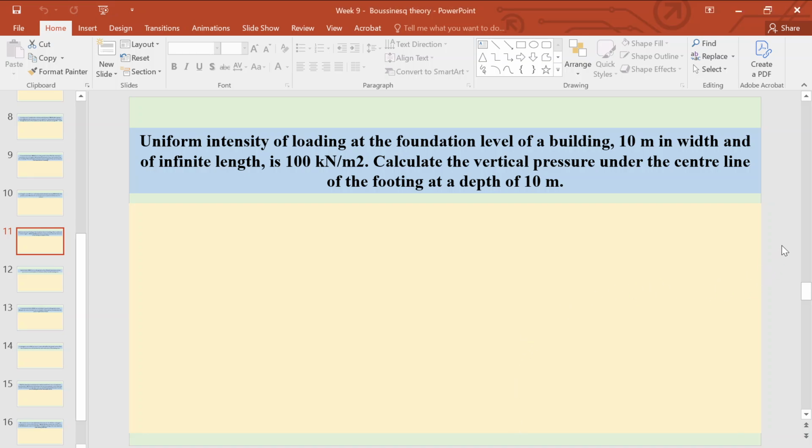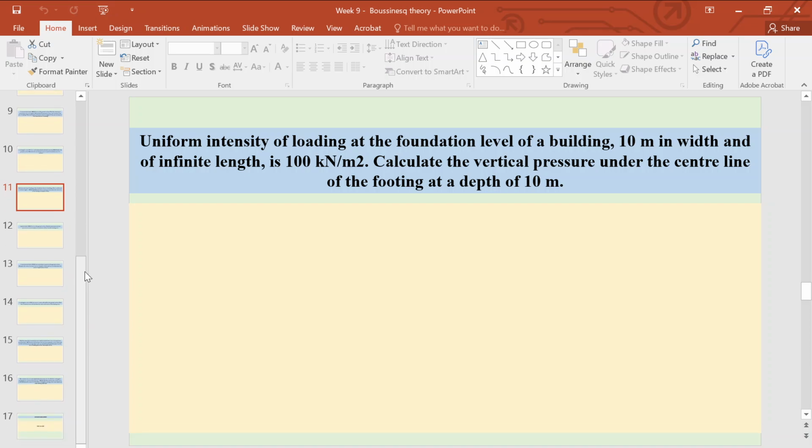I repeat the question. Uniform intensity of loading at the foundation level of a building 10 meter in width and of infinite length is 100 kilonewton per meter square. Calculate the vertical pressure under the center line of the footing at a depth of 10 meter. I hope the question was clear.